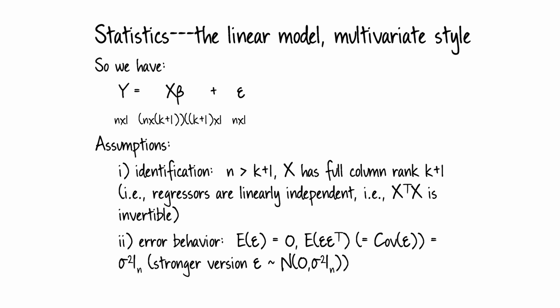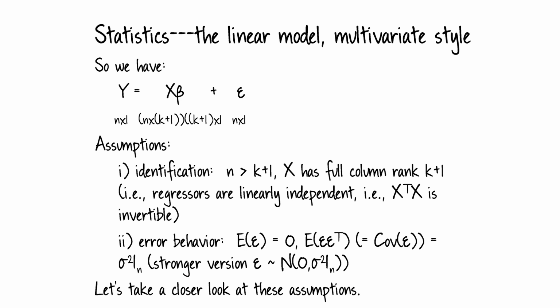A stronger version of this is that the epsilon vector has a multivariate normal distribution with this variance covariance matrix. I'll go into more detail on both of these in just a second. So let's do the n by n identity matrix.